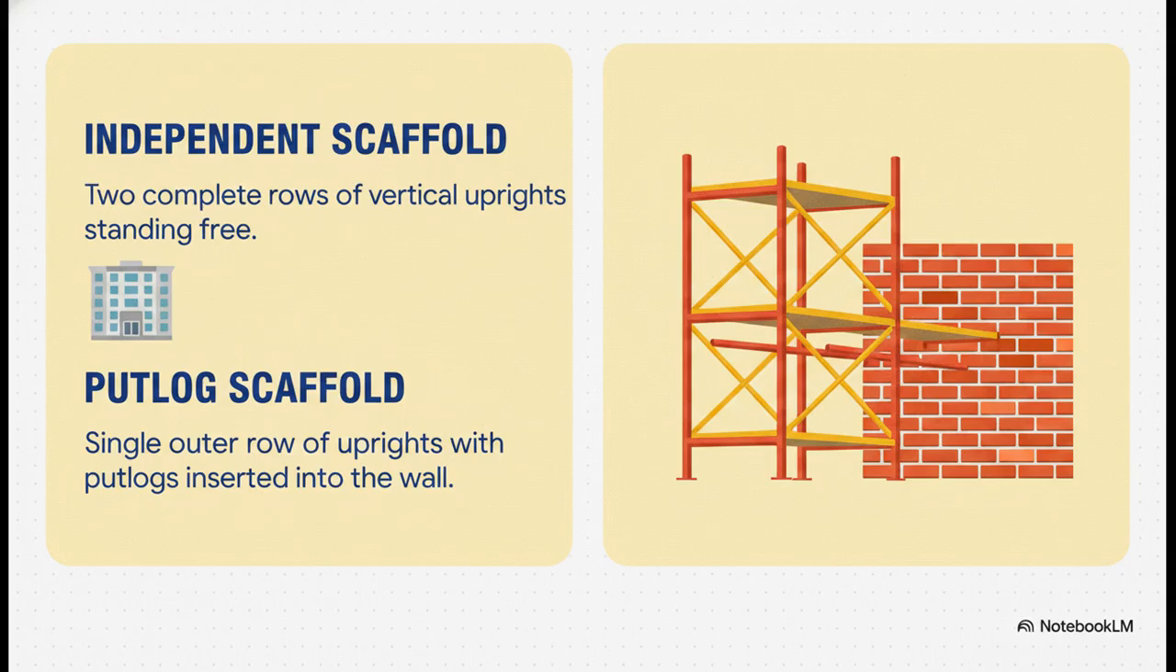A put-log scaffold, on the other hand, is seamlessly plugged right into the brick wall. It only has a single row of uprights on the outside. For the inside support, it relies entirely on the building's own load-bearing walls.